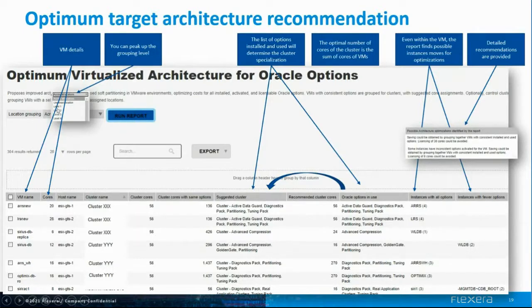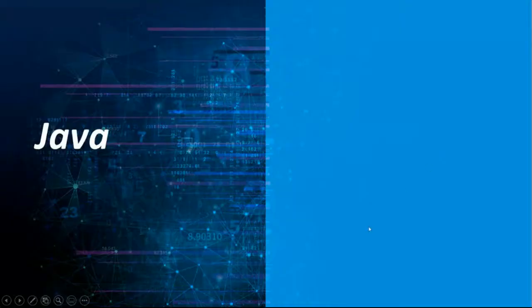And you can even group by location, which means that if you have, let's say, an EMEA data center and a USA data center, you can regroup the VMs, because you will not put VMs of different locations or data centers together. So the report allows you to choose a level of grouping that will allow you to define the target architecture. And then each time we give the detailed explanation on how much you could save by creating this cluster. That's it.